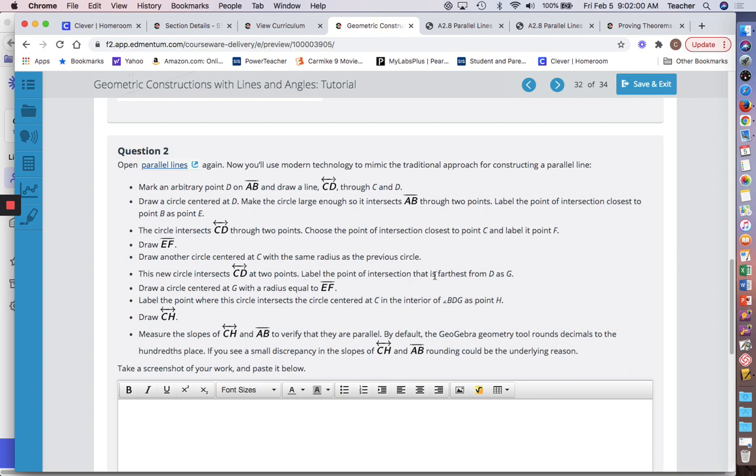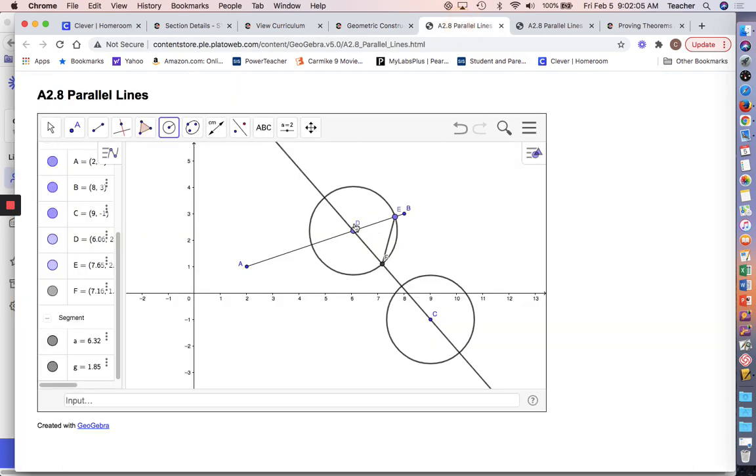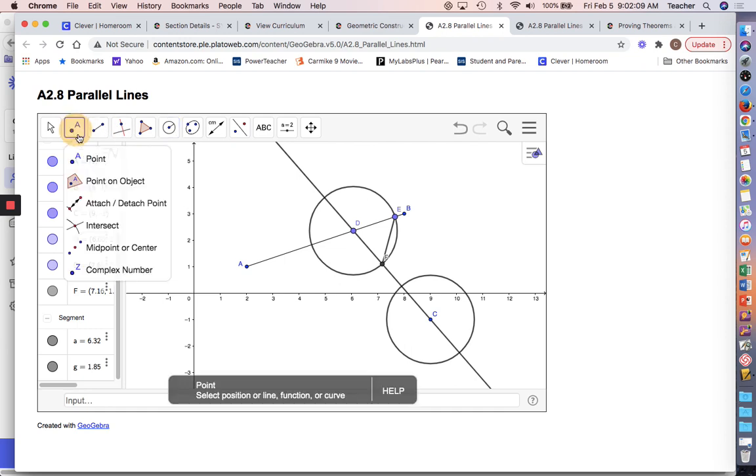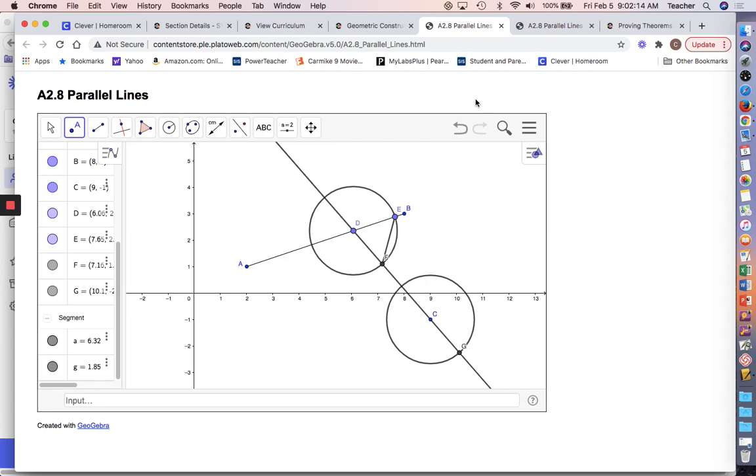Label the point of intersection that is furthest from D as G. So further away from D would be this one. So this is the one I need to label G. So I'm going to come over to point. That's going to be my G.